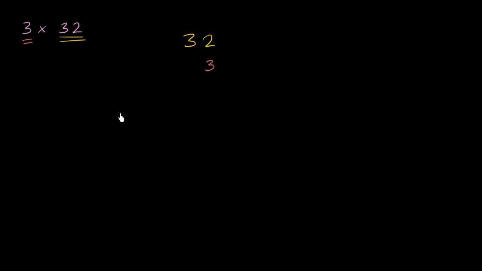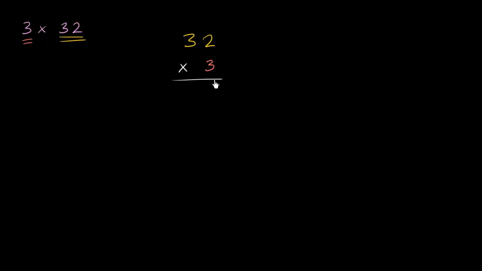So I'll put the 3 right over here, and of course we can't forget our multiplication symbol, and this is essentially a way of saying the same thing. You could read this as 32 times 3, but 32 times 3 is the exact same value as 3 times 32. It doesn't matter what order you multiply in.